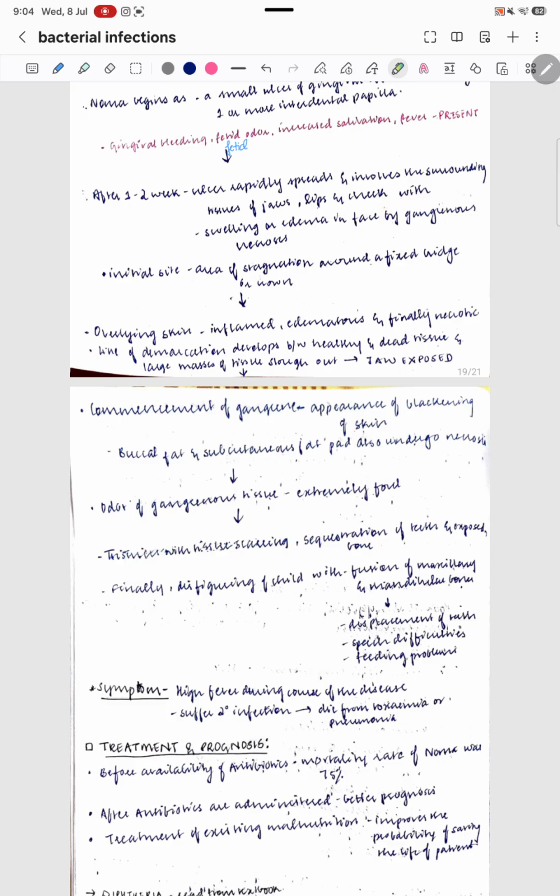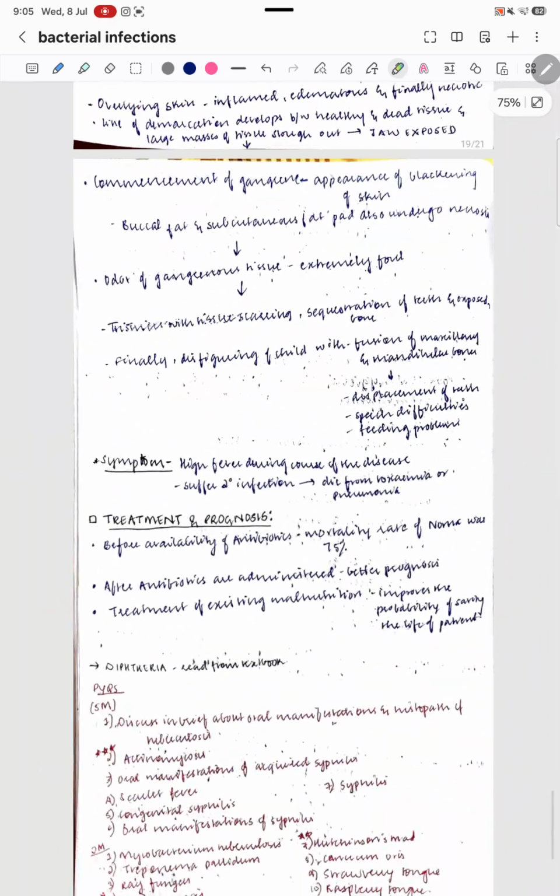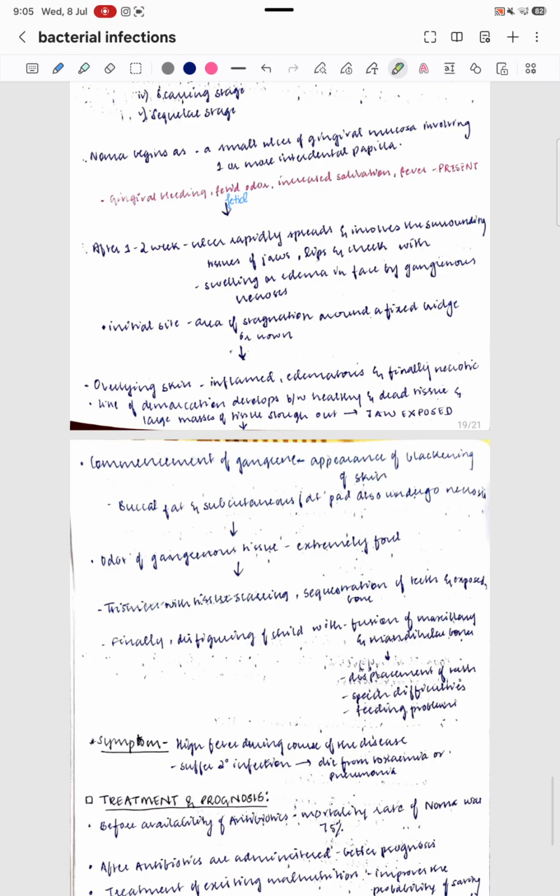There is swelling or edema in the face by gangrenous necrosis. Once the ulcer spreads to the jaws, lips, and cheeks, there is edema on the face by gangrenous necrosis. The initial site is the area of stagnation around a fixed bridge. So the ulcer spreads to the jaws, lips, and cheeks. Then there is edema in the face followed by necrosis. That's all you need to know.